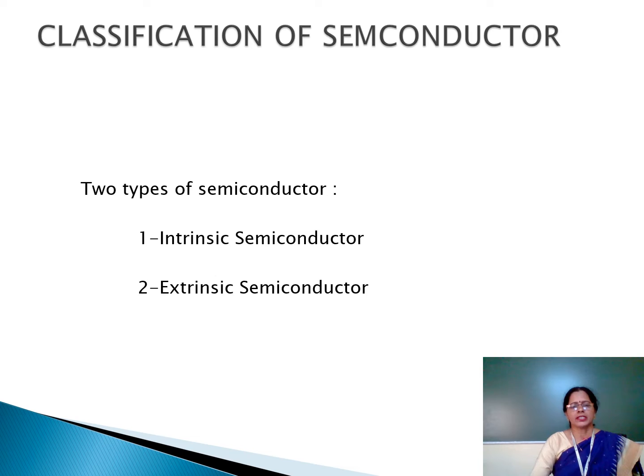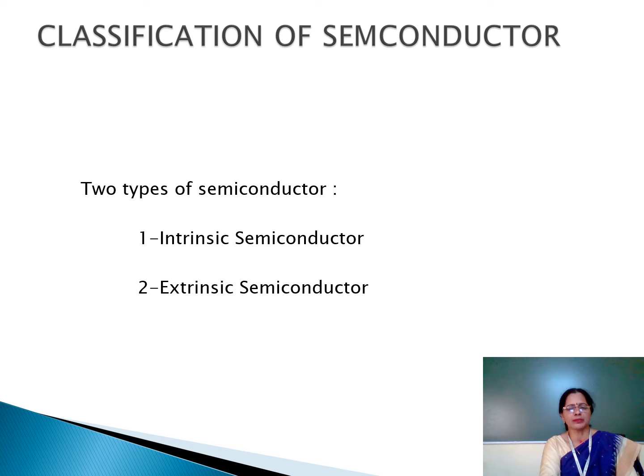Next, we consider the classification of semiconductors. A semiconductor is broadly classified into two classes. One is named the intrinsic semiconductor, and the other is known as the extrinsic semiconductor. The pure semiconductor is known as the intrinsic semiconductor. When we consider pure germanium or pure silicon, that is known as the intrinsic semiconductor.